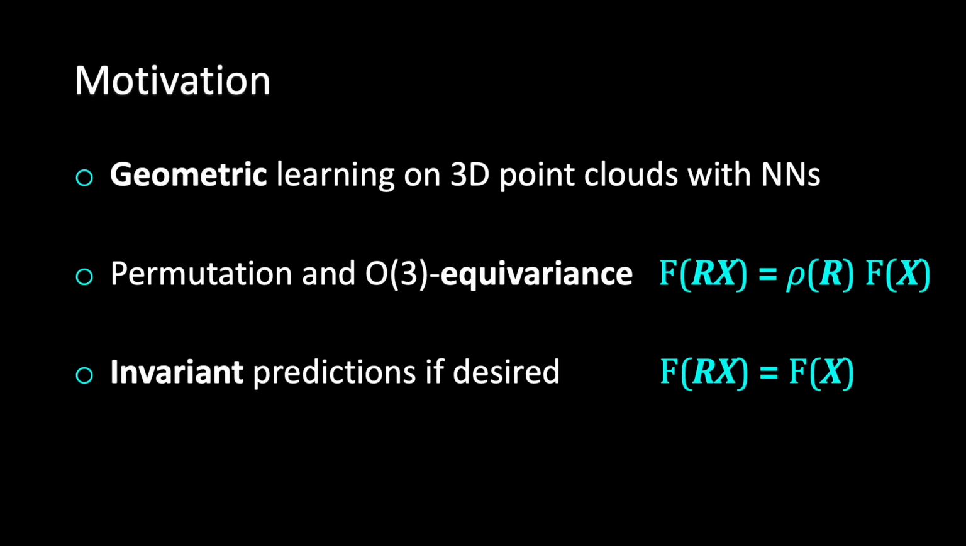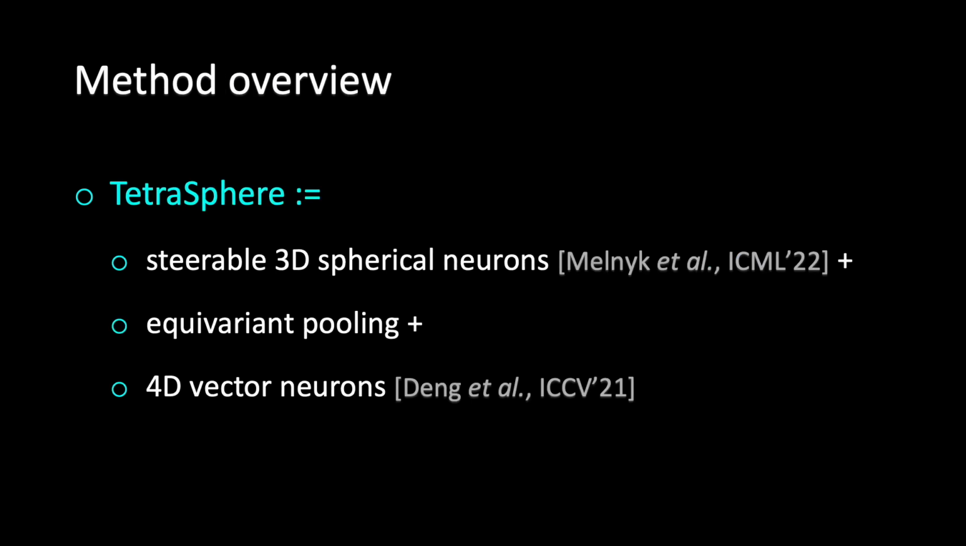We consider geometric learning on 3D point clouds with neural networks. Two requirements for such a task in natural science applications are permutation and 3D rotation reflection, that is O3 equivariance. At the same time, models making invariant predictions eliminate the need for data augmentation. Our paper presents TetraSphere, a model for point cloud analysis based on equivariant steerable 3D spherical neurons and 4D vector neurons from prior work. Here, we use the steerable spherical neurons in an end-to-end learning pipeline for the first time.